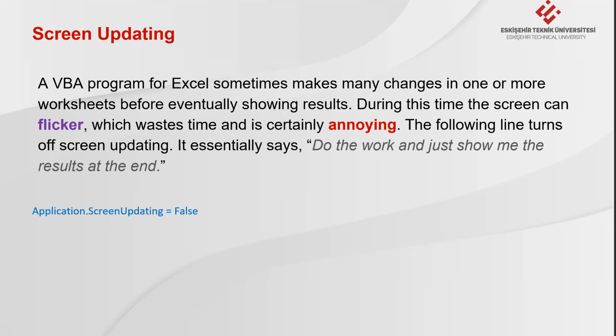During this time, the screen flickers always, which wastes time, and it is certainly annoying because you show something very fast on your screen and it changes maybe your worksheets, and it makes your program run slower, and also it does not look very good. So the following line turns off the screen updating. It essentially says do your work and just show me the result at the end. So you can say Application.ScreenUpdating = False. You can set it to True later, sometime later, so it is optional.